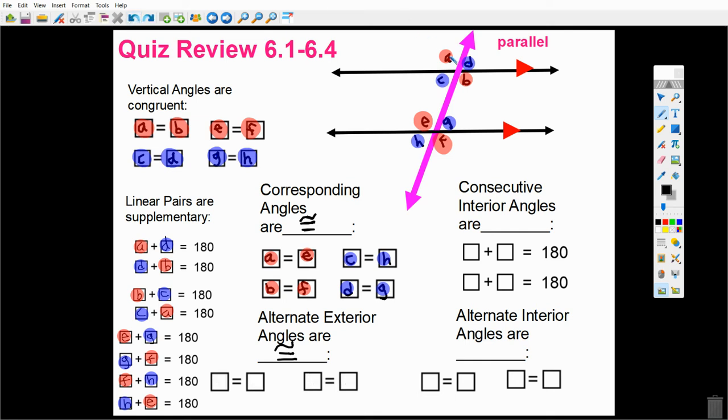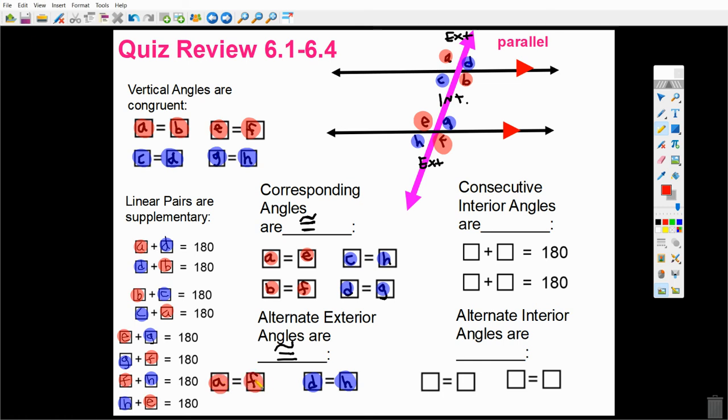Again, alternate exterior. These are the exterior ones. Let me write that down because it's getting late here, and I don't want to make that mistake again. So A and F. A is alternate exterior to F, and D is alternate exterior to H. There we go. So A and F are red, and D and H are blue. So let me go ahead and put those in.